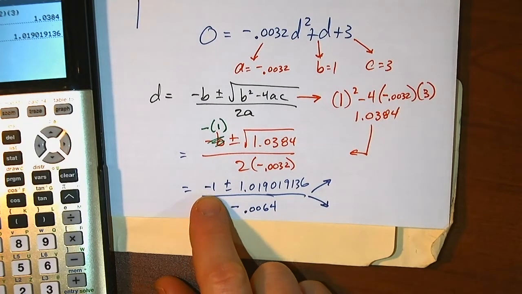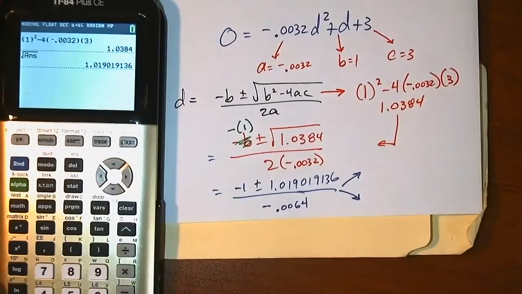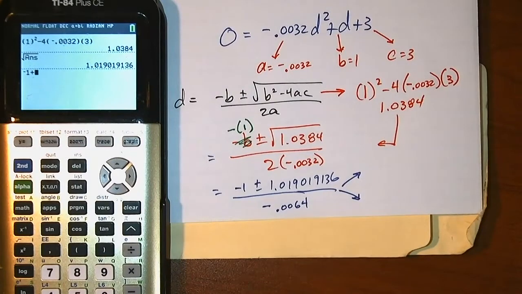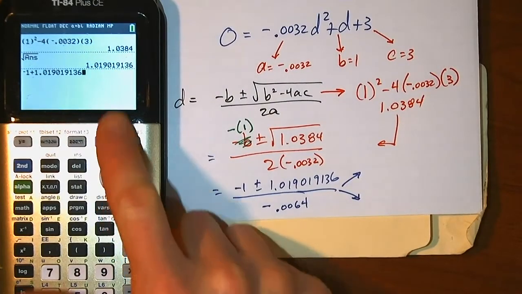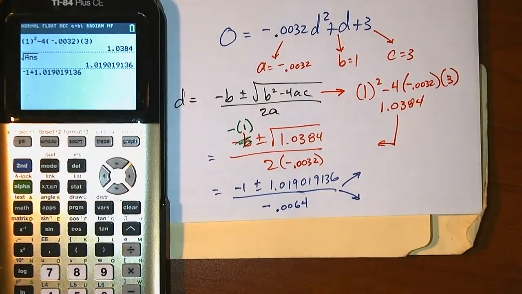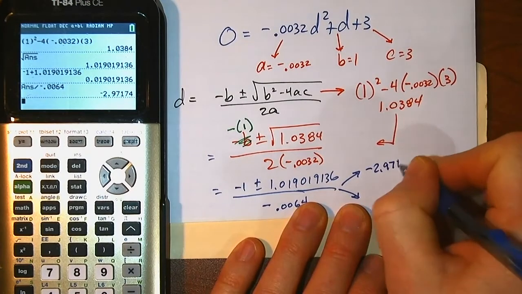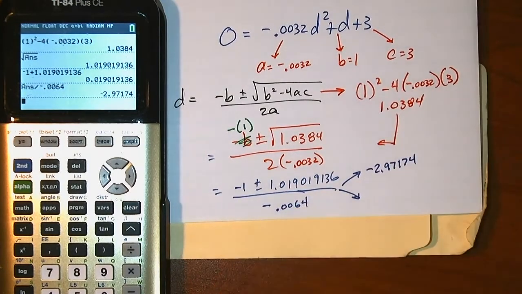So if I do -1 plus that number, again, I'm just on my calculator here. I'm just typing this in. -1 plus that number right there. Notice how I just used the arrow button to highlight it, and then it pasted it for me. So that's another option you can do. And I'm going to divide that by the -0.0064. So one of my options is -2.97174. There's one of my options.